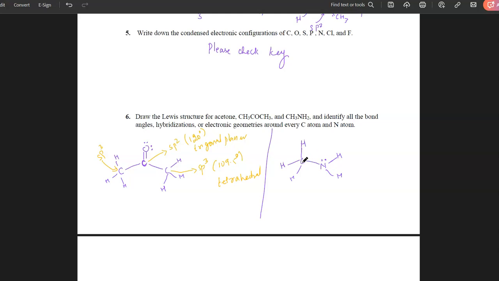And the electronic geometry around this carbon atom, because it's sp3, has a bond angle of 109.5, and the geometry is tetrahedral. And this nitrogen is also sp3, and the geometry is also tetrahedral.